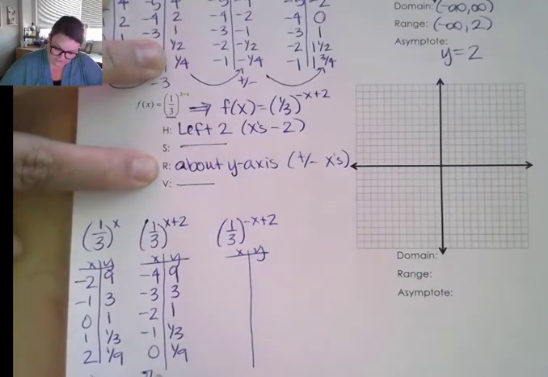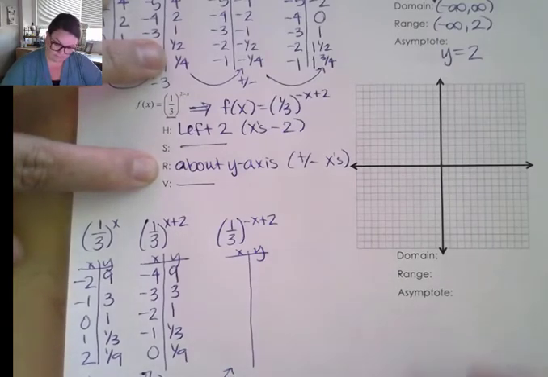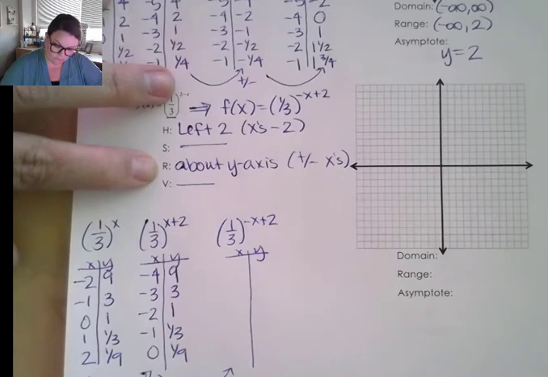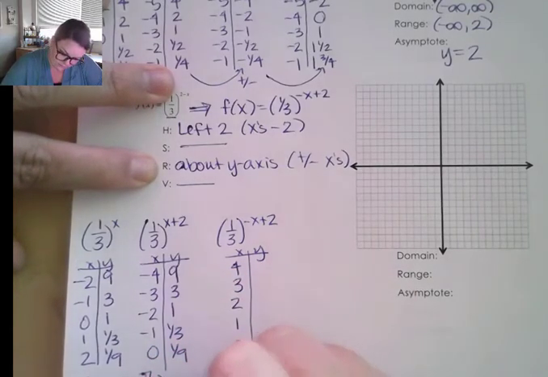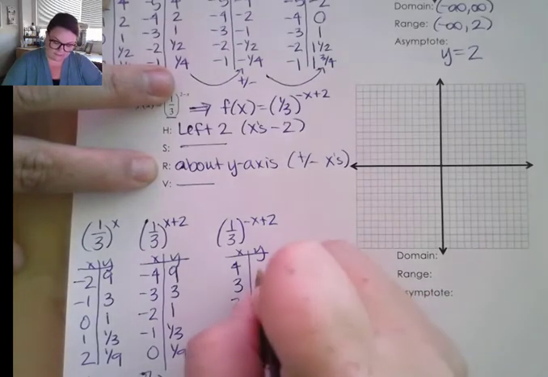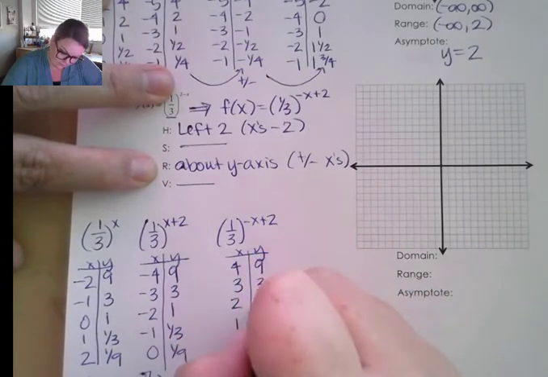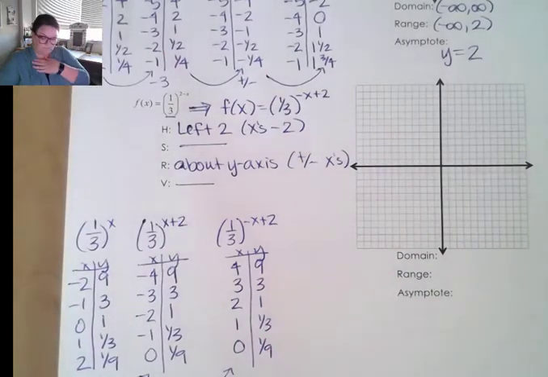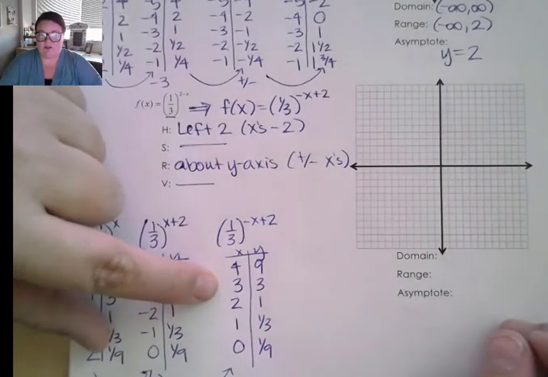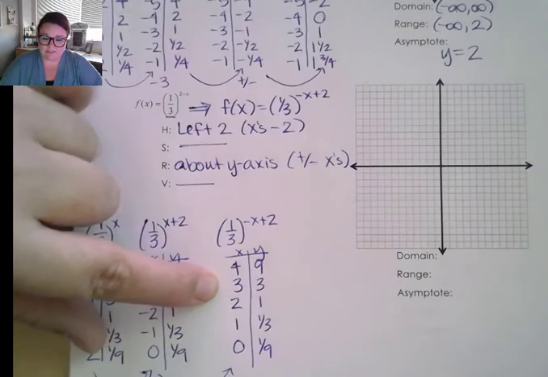So we're going to change the signs of our x's. So that's going to give us 4, 3, 2, 1, 0. And our y's stay the same: 9, 3, 1, 1/3, 1/9. So now that we've done all our transformations, we want to go ahead and graph it.